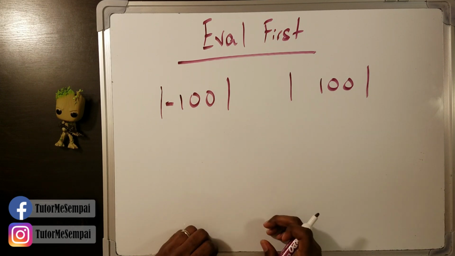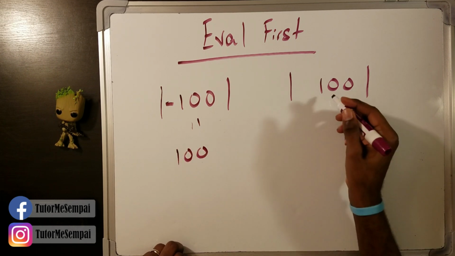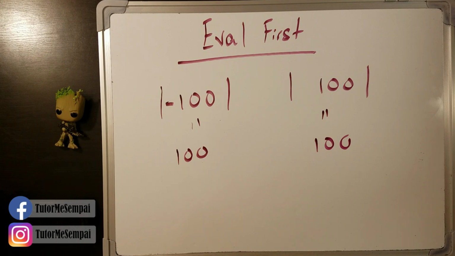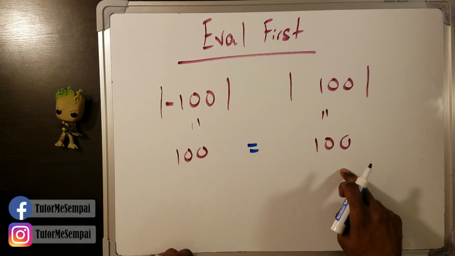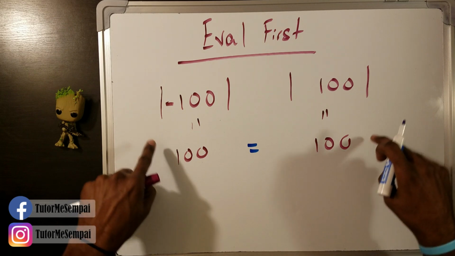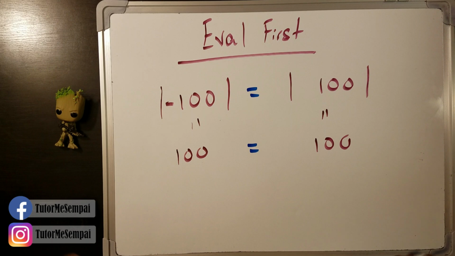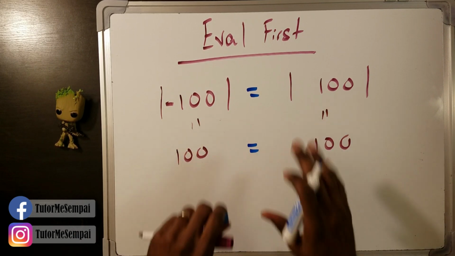Well, let's evaluate them first. We know that this is going to be 100, and we know this is going to be 100. Now, is 100 greater than, less than, or equal to 100? Well, in this case, we have equal to. So if these are equal, and these equal these, well, that means these must be equal, right? This is how you're going to compare your absolute values when you do the evaluate first method.